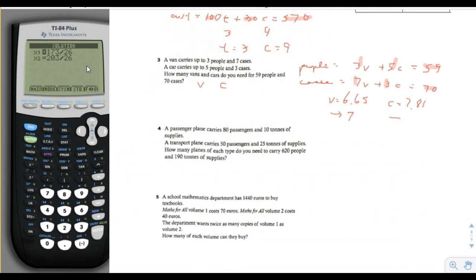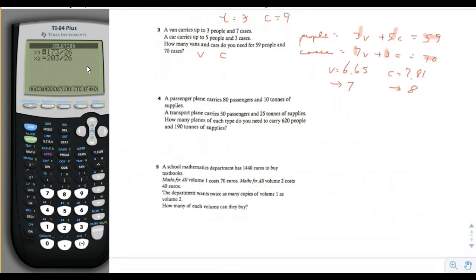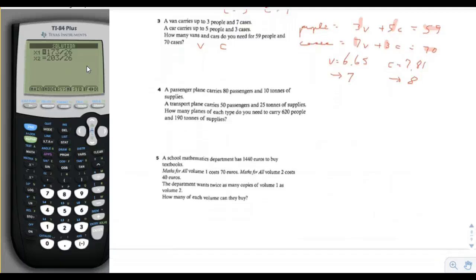And the number of cars we need is actually 8 cars because we have to round up, right? You can't have 7.81 cars. You have to have 8 cars. Even if it was like 7.2, you can't round it down because we need that 0.2 cars. So you need to round these numbers up. Whenever you get a math studies problem where the answer should be a whole number and you get a decimal or a fraction, you need to figure out whether you're going to round down or round up, whichever makes more sense, right?